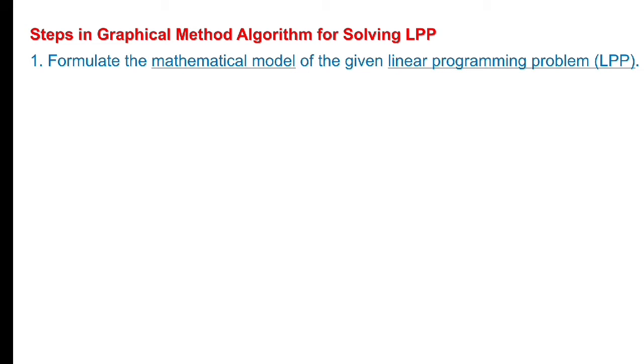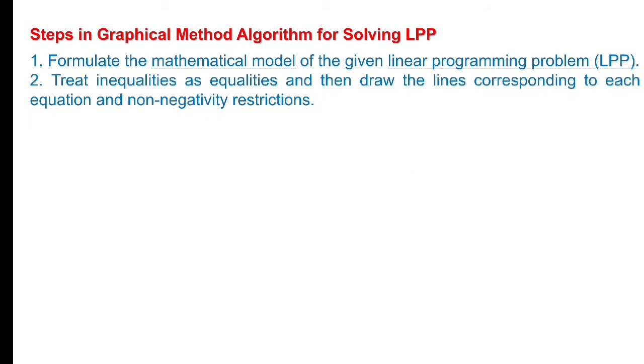Step 1: Formulate the mathematical model of the given linear programming problem. Then treat inequalities as equalities, and draw lines corresponding to each equation and the non-negativity restriction. It means we need to convert each inequality into an equation, then find where it intersects the x-axis and y-axis. Then we can decide whether it is greater than or less than, and continue.